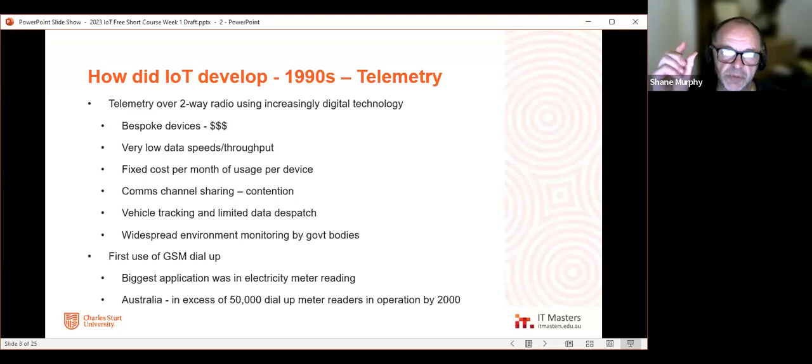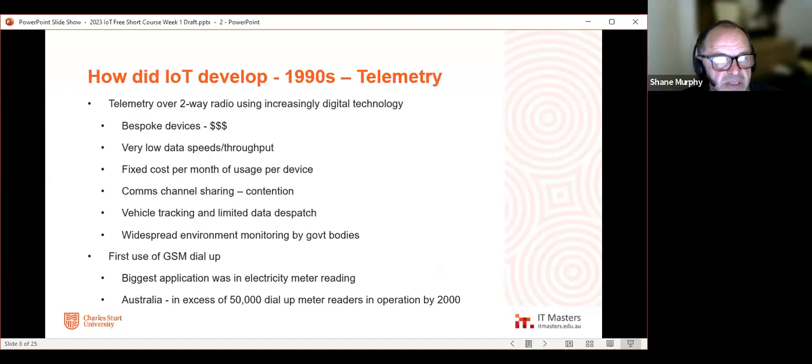Which meant you could still only send very small bits of data, and it was expensive to do because each radio device might cost you $1,000 to $2,000 to $5,000 per device to actually buy and install it and set it up with the sensors, and then $30 or $40 more a month to actually use that device for very small amounts of data. And they were sharing radio channels, so you got contention. If two radios transmitted at the same time, it just couldn't handle that and would lose the data. So you had low data speeds, contention, fixed cost per month.